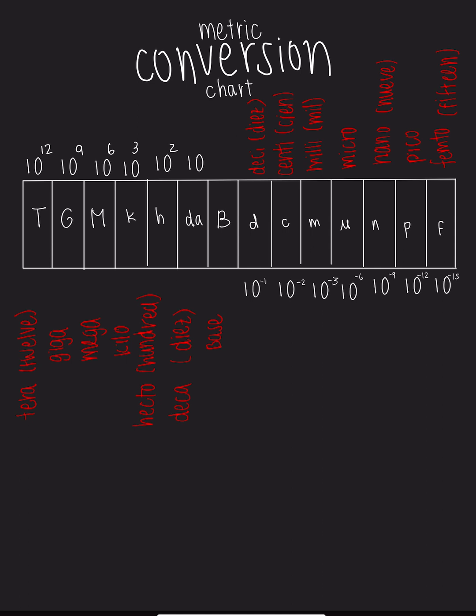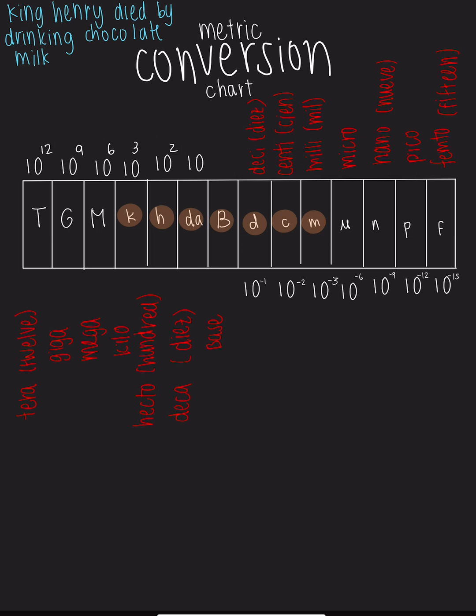So pick and choose what works for you, and hopefully these tips and tricks help you out. So let's actually begin. Growing up, I remember learning the following: King Henry died by drinking chocolate milk. And that goes with the following: kilo, hecto, deca, base, deci, centi, and milli.